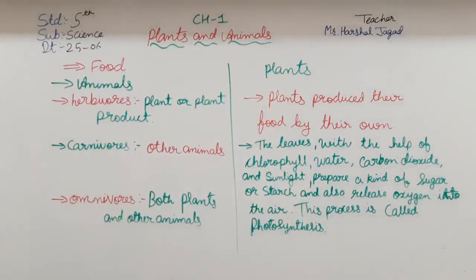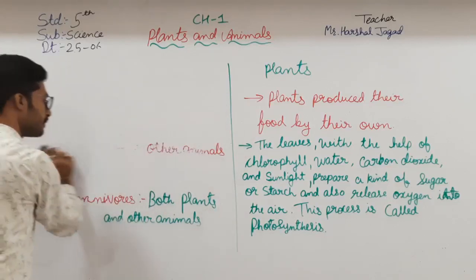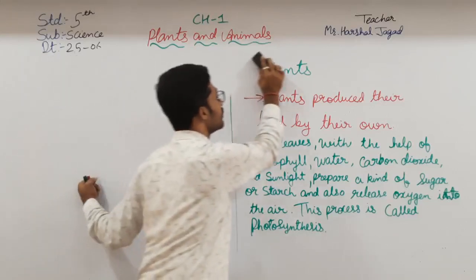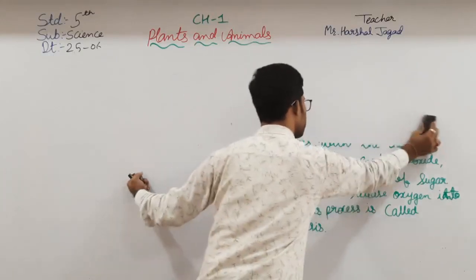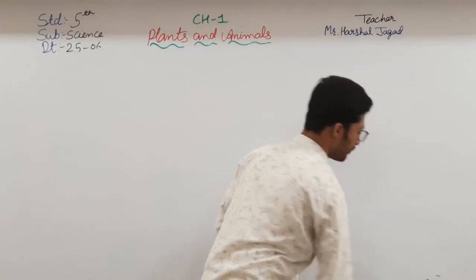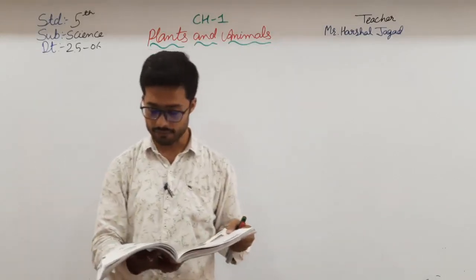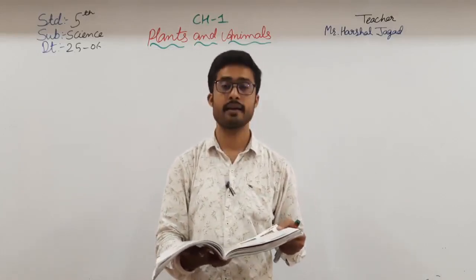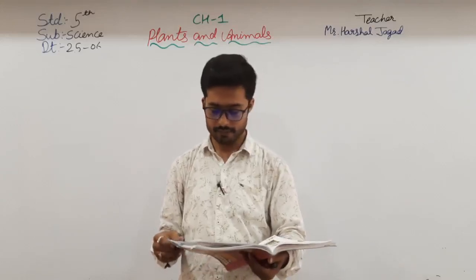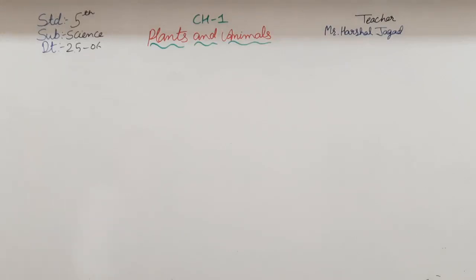Now coming towards the movement. Here, what is movement? Let us see that. So, movement. Animals move from place to place in search of food, water, shelter, and to protect themselves from their enemies. And plants do not move from place to place, but certain parts of the plant show movement. Okay, so here in the movement, let us write that on the board. Movement.